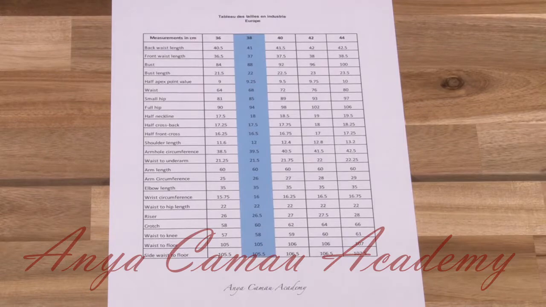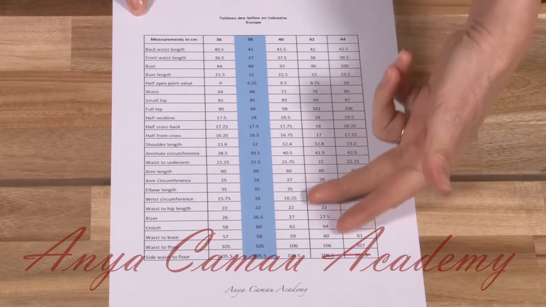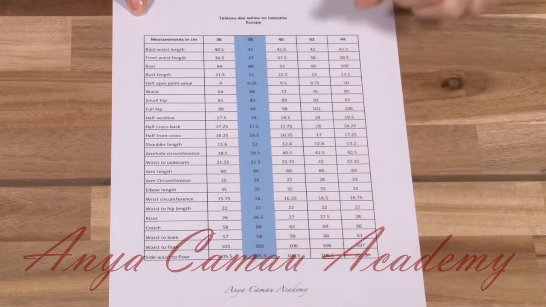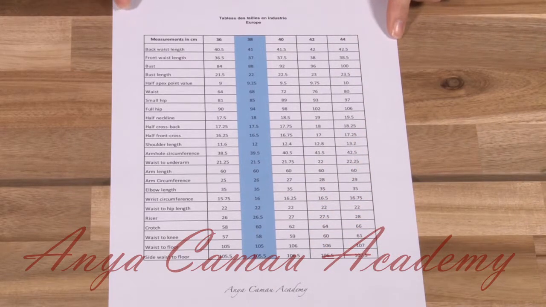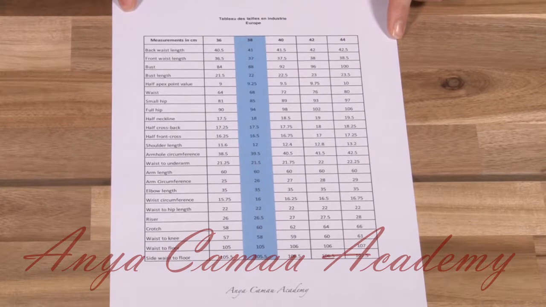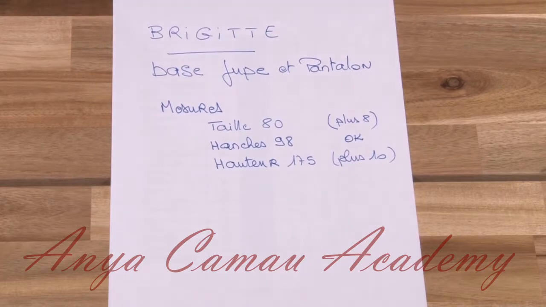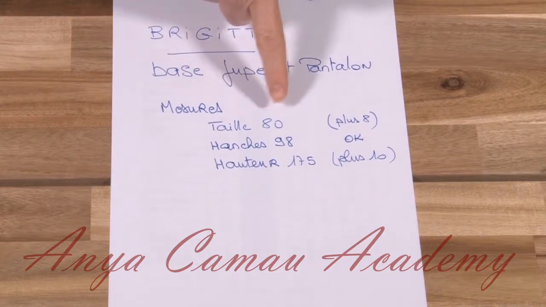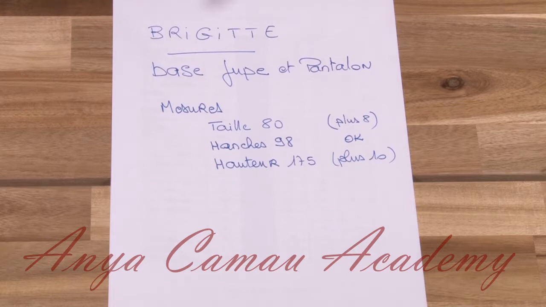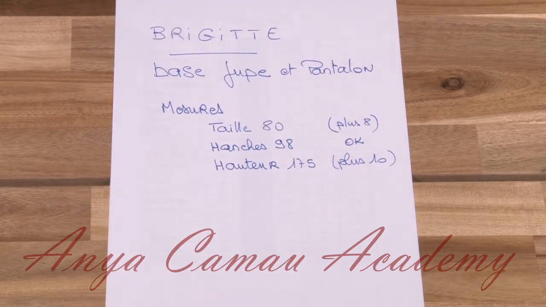First thing you have to do, if you didn't do it before, is to download my size table. A link is set on my Introduction to Pattern Making page. Here are Brigitte's measurements. You can see that she is 80 cm at the waist, 98 cm at the hips, and she is 1.75 m tall. As we are going to work on a pants block, my main measurement here is her hips circumference.